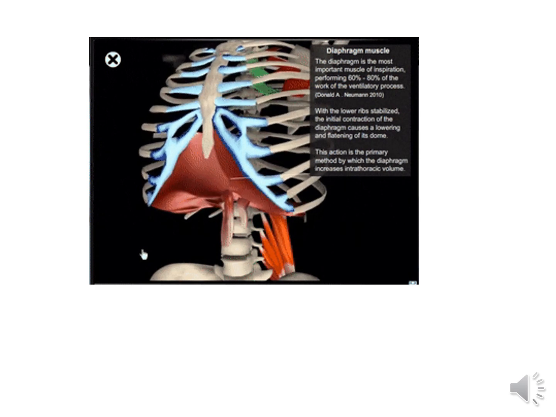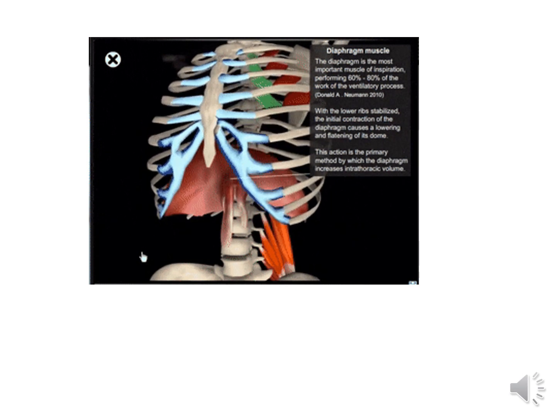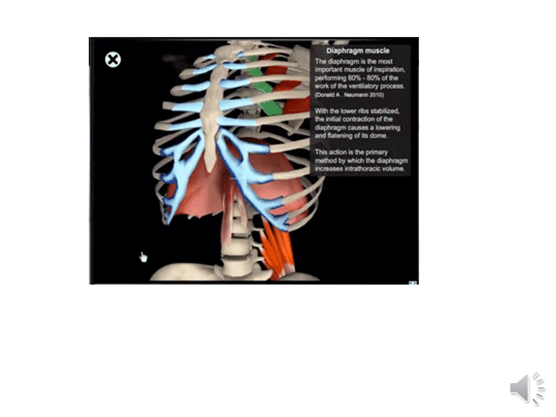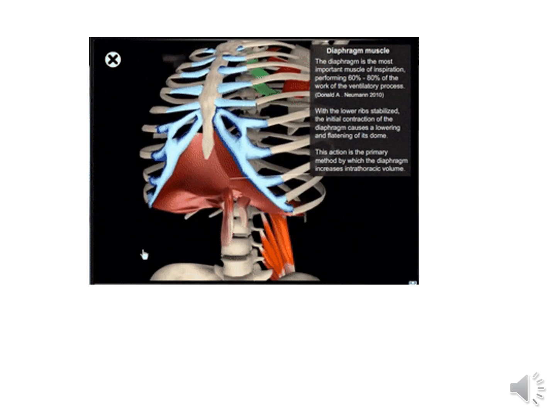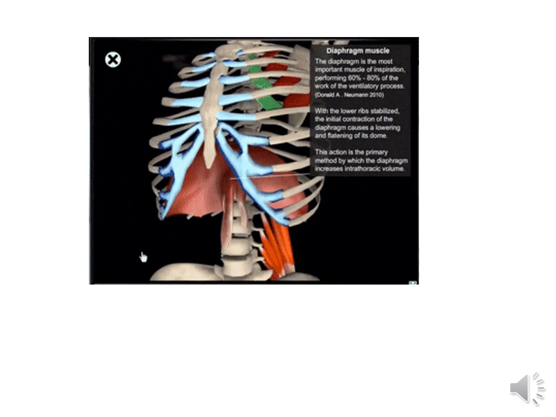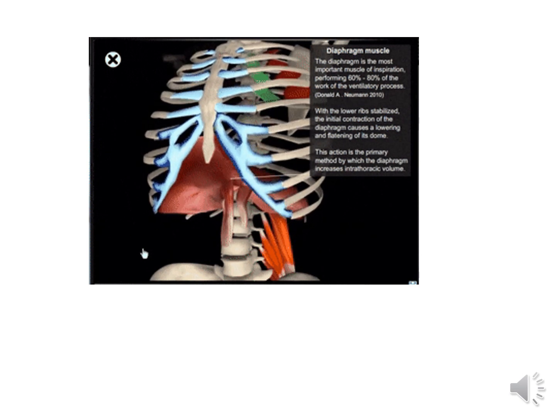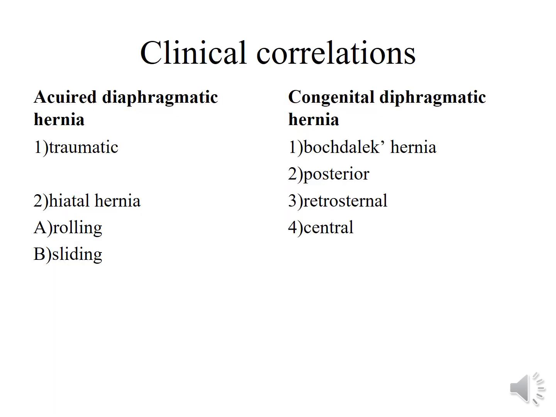And when the limit of bulging is reached, the central tendon of the diaphragm becomes fixed, and on further contraction, the lower ribs are also elevated, which results in an increase in the AP and the transverse diameter of the thorax. So this is how the diaphragm serves as a principal muscle. In this diagram, we can also see how the chest is expanding during inspiration and how the diaphragm is contracting, and the opposite happens in exhalation.